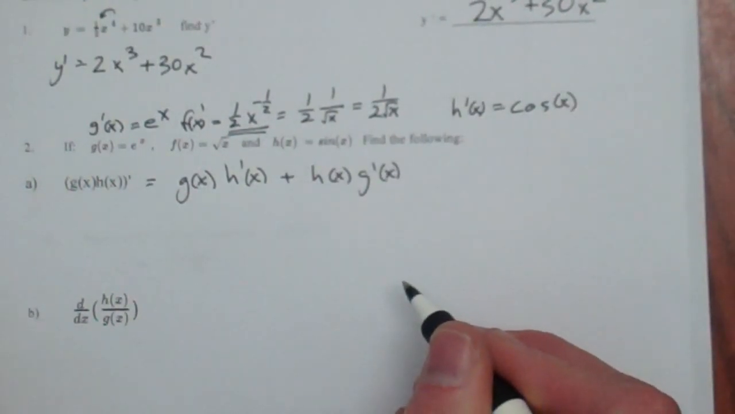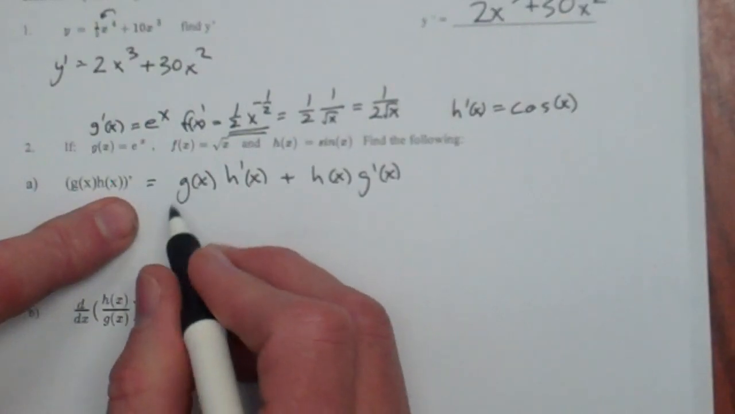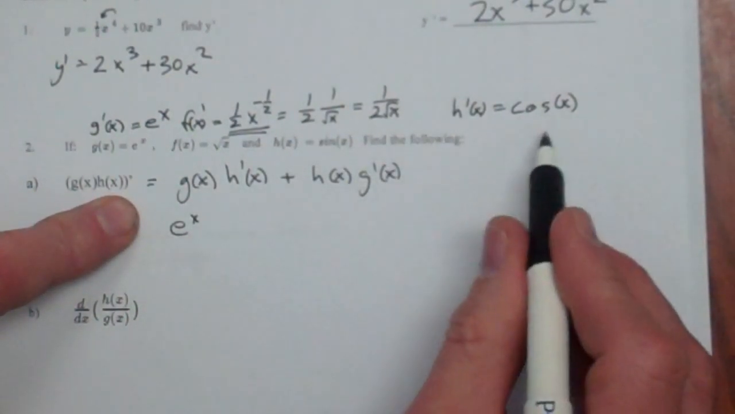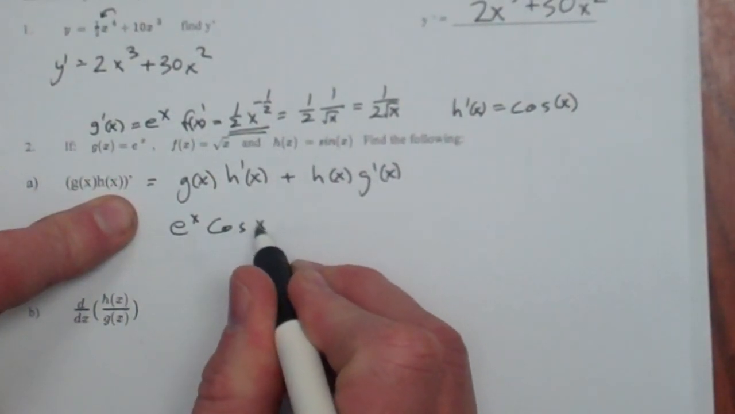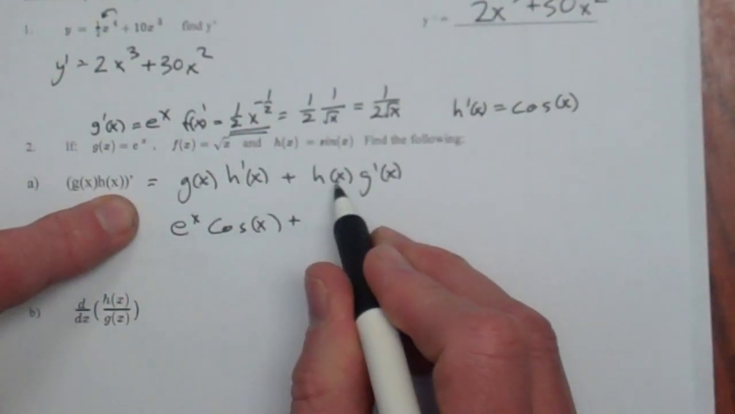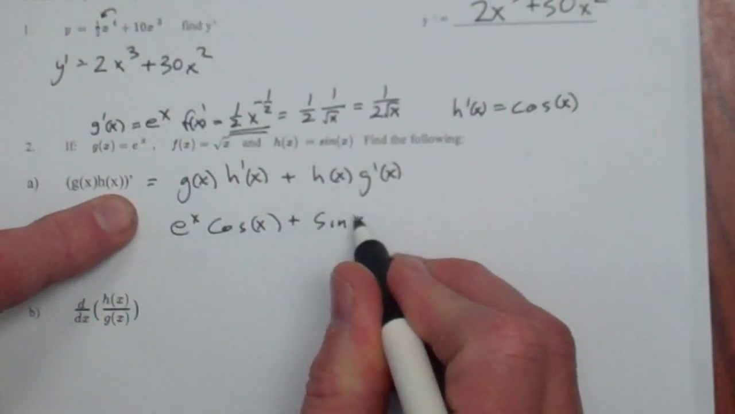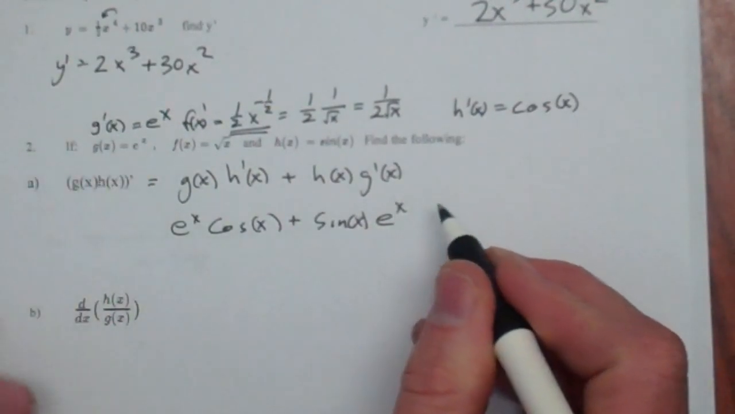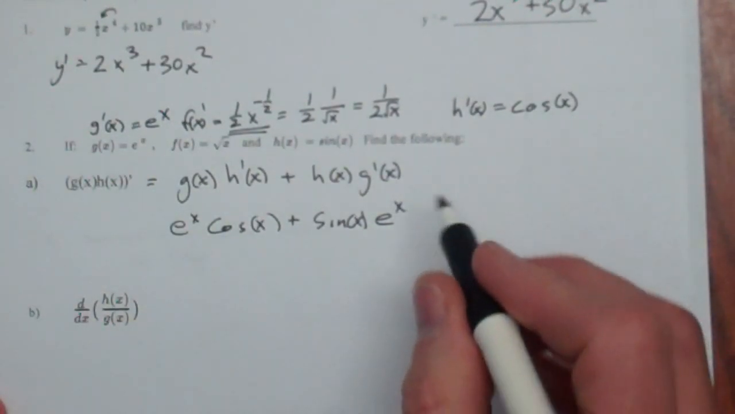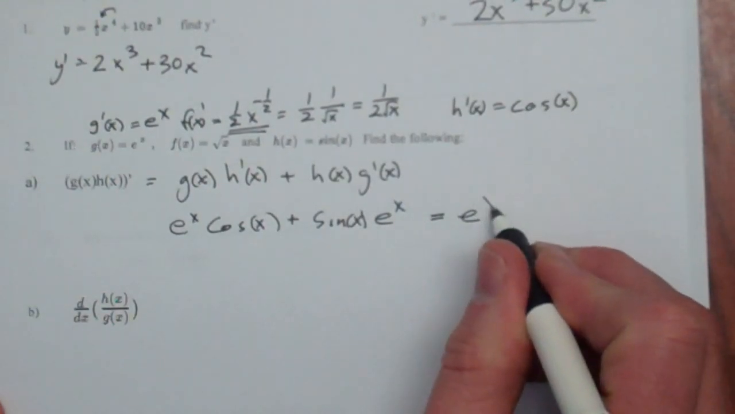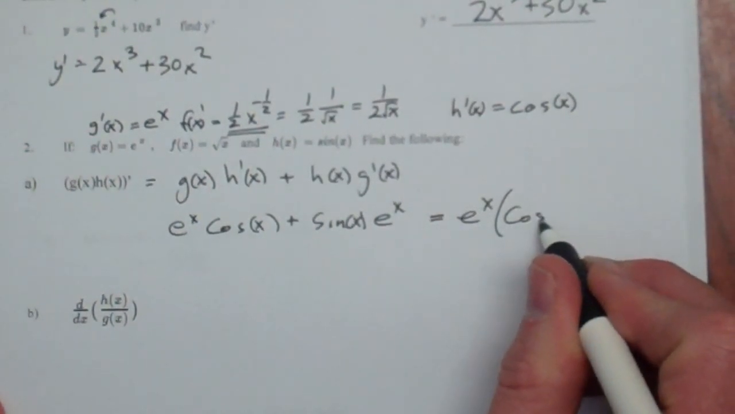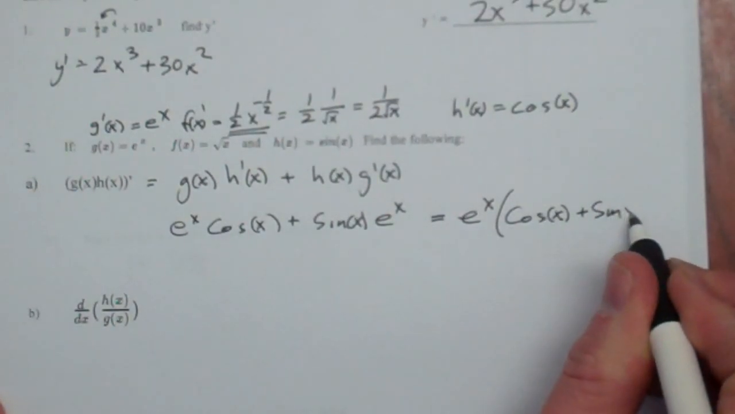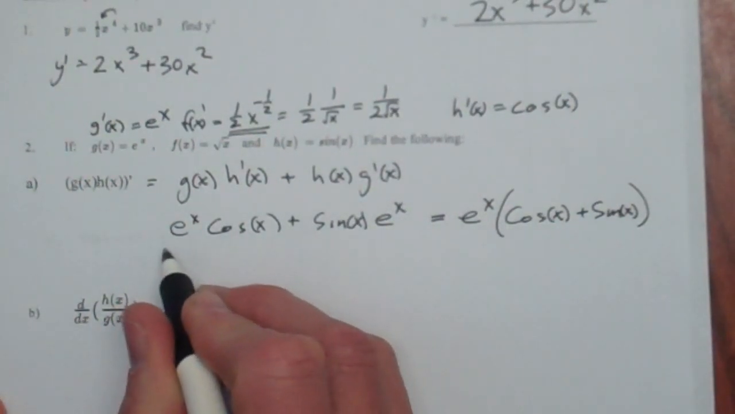Okay, that's from before. So now I can just sub in. g of x is e to the x, and h prime of x, I just write cosine of x, plus h of x is the sine of x, and g prime of x is also e to the x. And you do not need to factor that out, although I suppose the book would. I'll write it just in case, but I am not requiring this. Okay, so that's good right there.